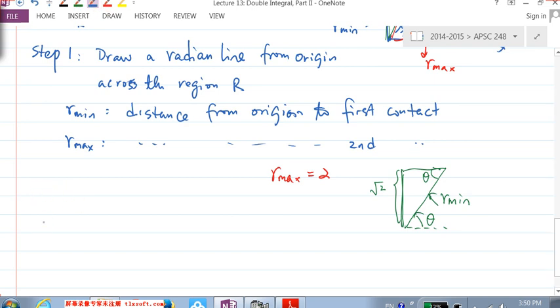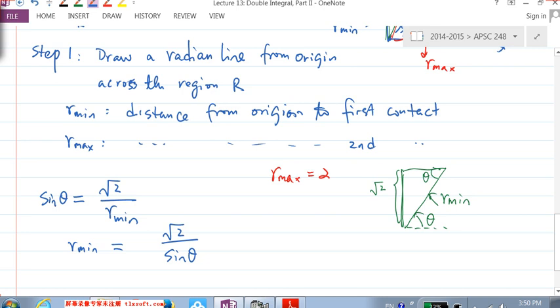So how do I relate this theta, root 2, to the R mean? Sine theta equals root 2 over what? R mean. Was that right? So which means R mean equals root 2 over sine theta. Okay?